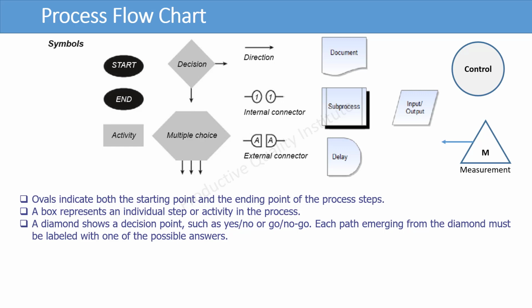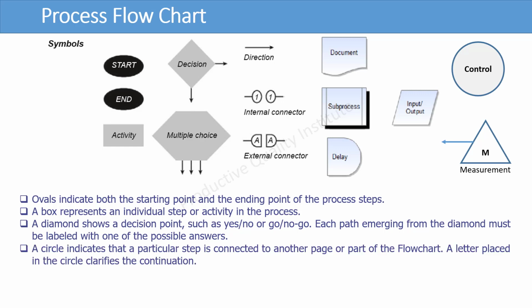Each path emerging from the diamond must be labeled with one of the possible answers. A circle indicates that a particular step is connected to another page or part of the flowchart. A letter placed in the circle clarifies the continuation. A triangle shows where an in-process measurement occurs.